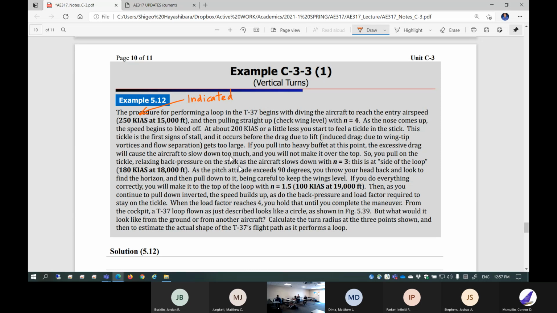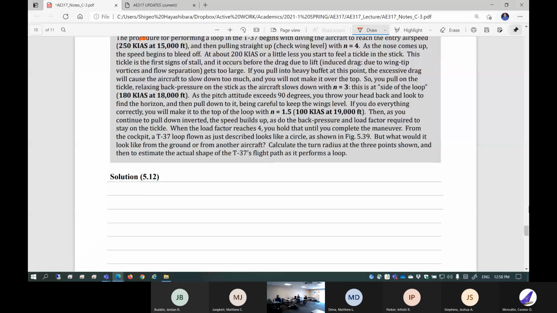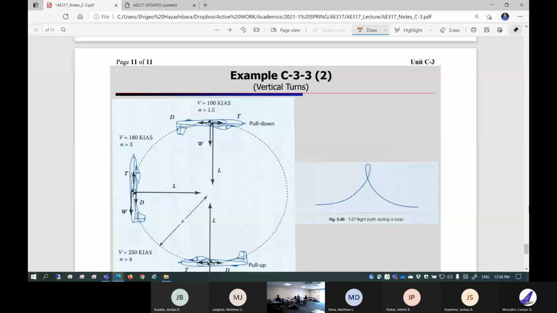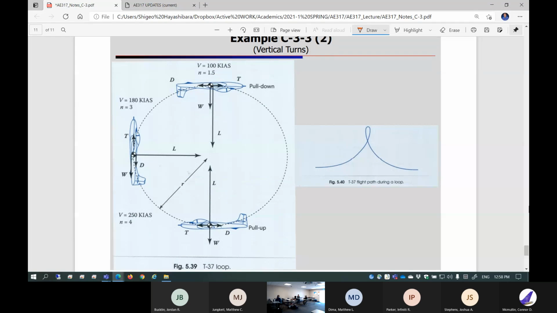Okay. Then you're going to gradually release G. So G is reduced from 4G to 3G as you're trying to continue looping. And then you're reaching 18,000 feet, 180 ks, which is right here. You begin climbing, you reach here. So this is the load factor starting with 4.